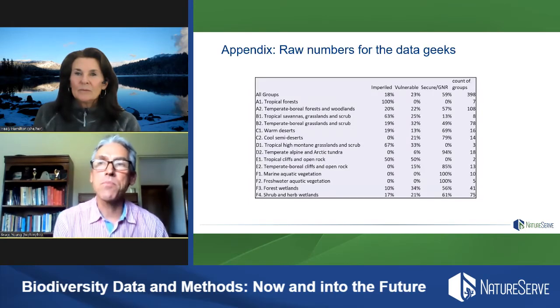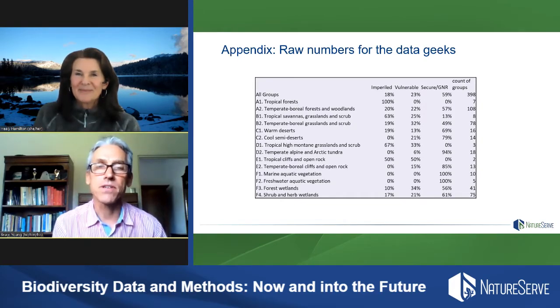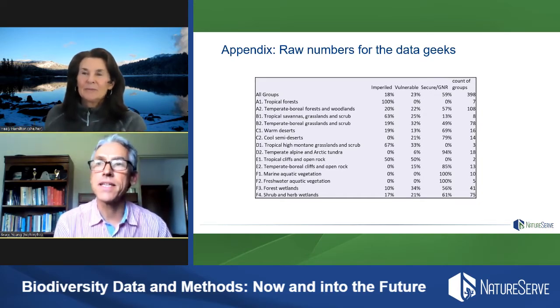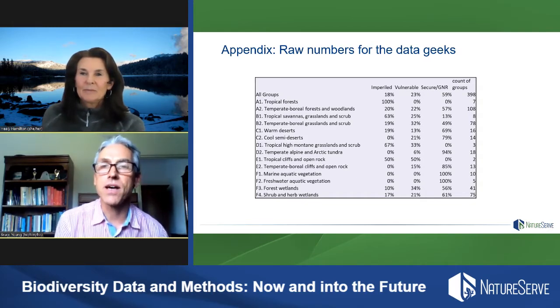Finally, the end of the report, we have an appendix with all the numbers. So if you need to know the precise nitty-gritty details, we have you covered. For example, you might need to cite the percent of bees or the percent of warm deserts that are at risk of extinction or extirpation for a policy statement or a grant proposal or report or something like that. You can get those up-to-date numbers right here every year.